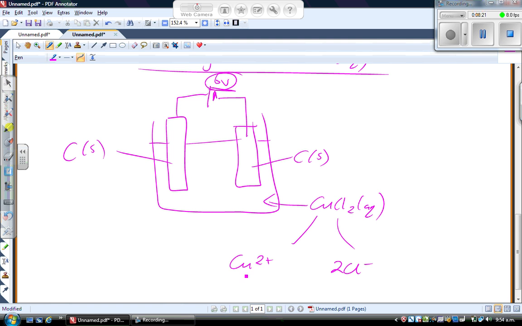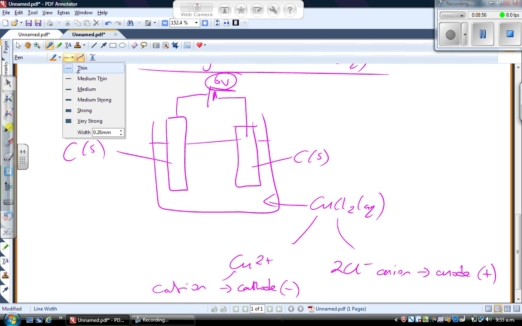So the situation with electrolysis is that the anion will move to the anode, and the anode is positive, and the cation will move to the cathode. And this is similar to how the ions from a salt bridge move in an electrochemical cell. So if the cation moves to the cathode, that makes the cathode negative. So what we want to talk about now is what happens to these ions when they move to their respective electrodes.